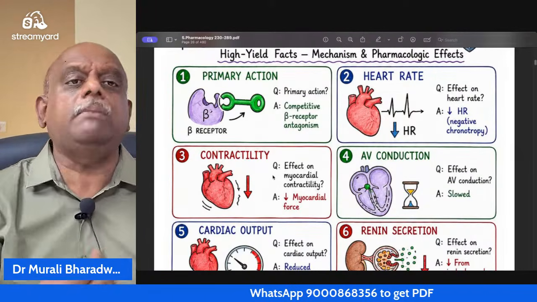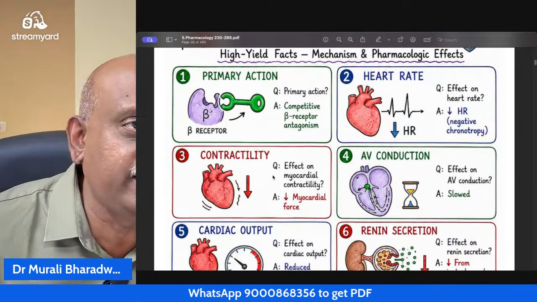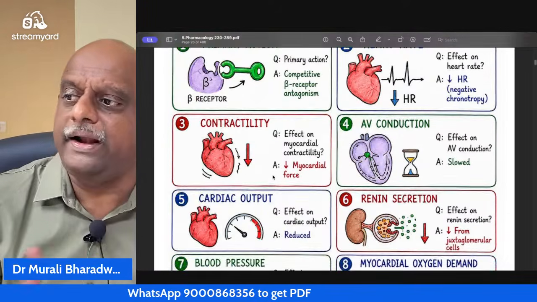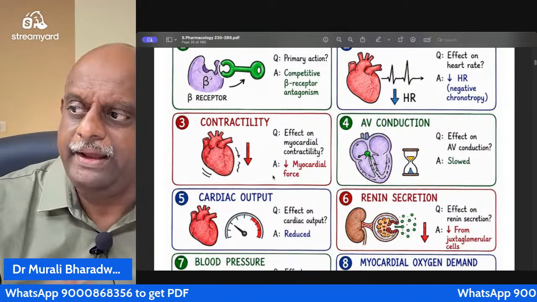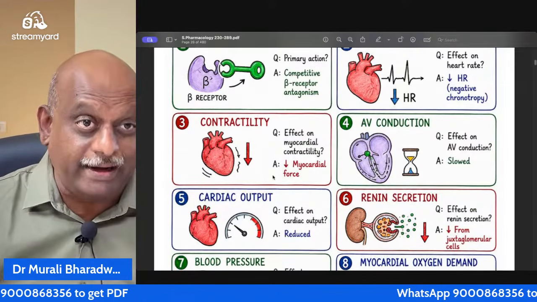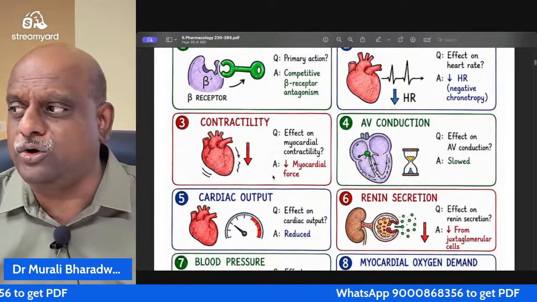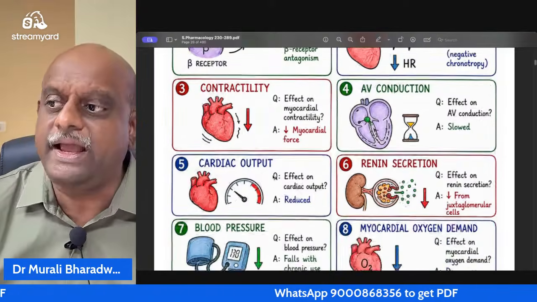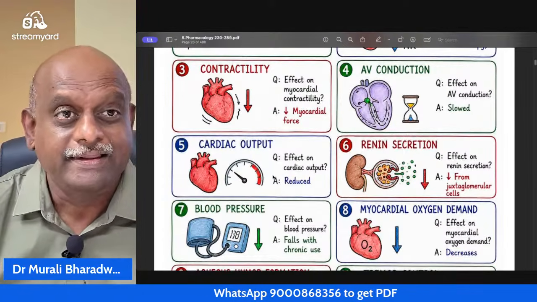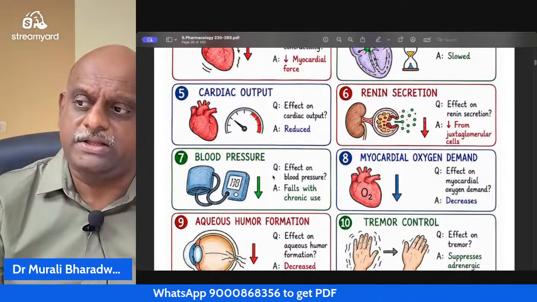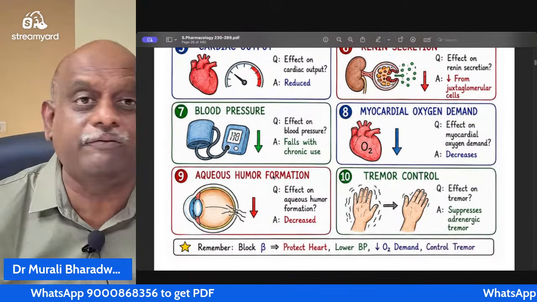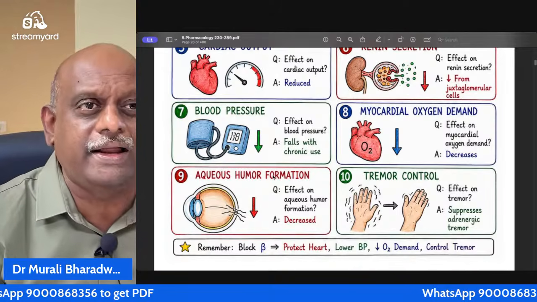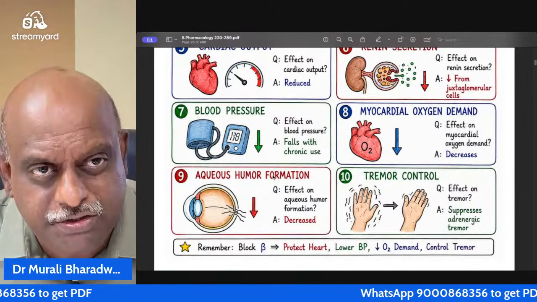So fundamentally, beta blockers, what will they do? They decrease the heart rate. They typically decrease the myocardial contractility. They have a negative inotropic state. They decrease the AV conduction. They decrease the cardiac output. They decrease the renin secretion. They decrease the BP, myocardial oxygen demand, aqueous humor formation. All these are decreased by the beta blockers.